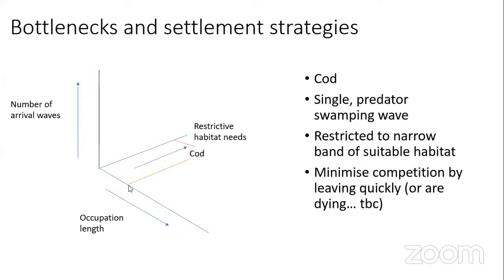So what seems to be happening is they're basically not staying in the habitat very long. They're very short occupancy, very restrictive habitat, and a very small number of arrival waves. So they're here, and if they were to stay longer, they would be here, where it would be the maximum bottleneck danger. What we don't know is whether this is an adaptation of this group of cod on the west coast of Scotland, that they don't stay in their nursery habitat for a long time, or whether there is a bottleneck and it's basically just having very high juvenile mortality at this stage.